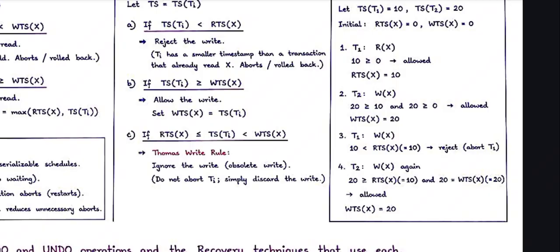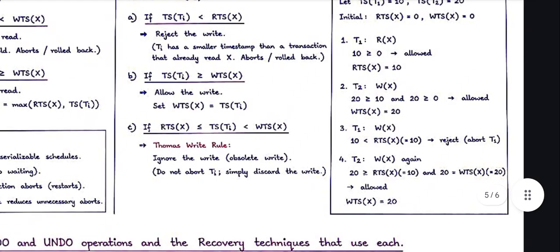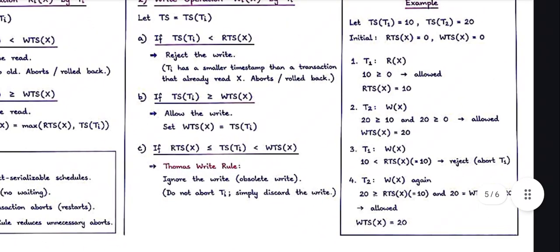Then for T2, W of X again: is 20 greater than or equal to RTS of X, which is 10, and 20 equal to WTS of X, which is 20? Allowed. WTS of X is equal to 20.